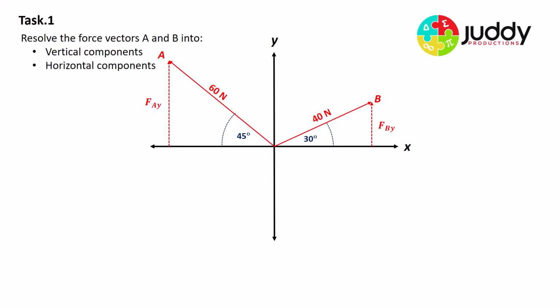So first of all, the vertical components. We see that vector A can be considered as having a vertical component, which is effective in the y direction from our xy coordinates. And vector B also has a vertical component, smaller in size. Likewise, there is a horizontal component for both these vectors A and B, and we've labelled that force A in the x direction and force B in the x direction.